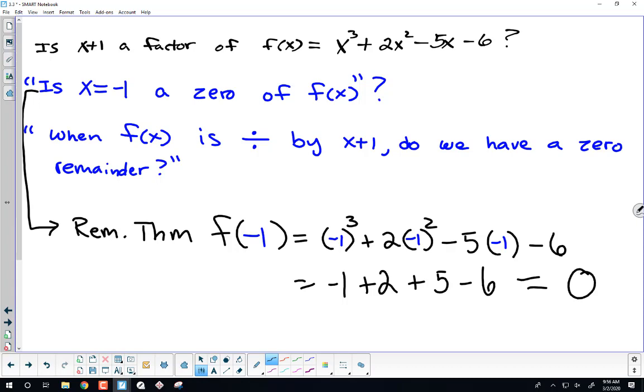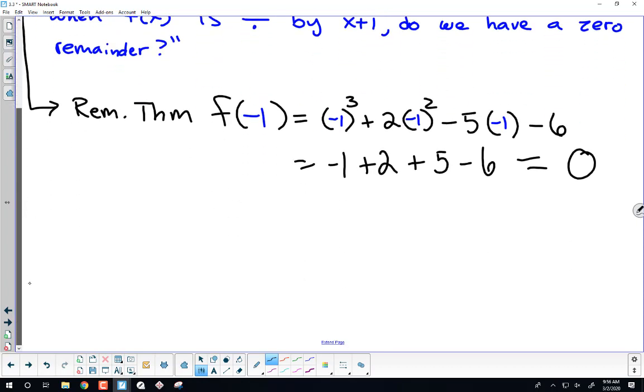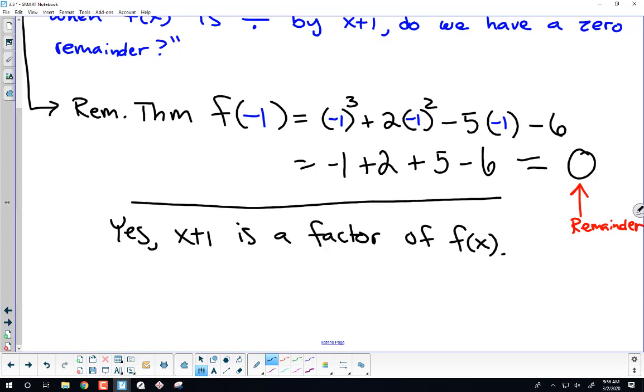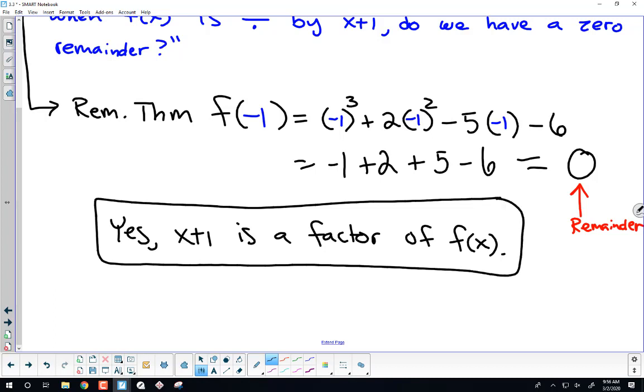So what's our answer to the question? Yes, x plus 1 is a factor of the function x cubed, etc., and that's because we have a 0. Remember, that's our remainder. So yes, x plus 1 is a factor because we have a zero remainder.